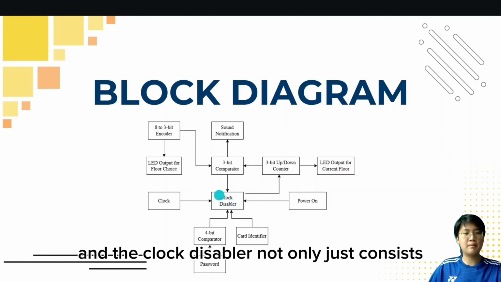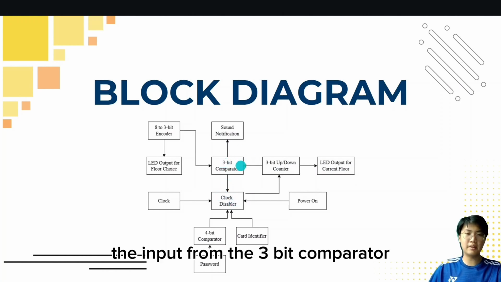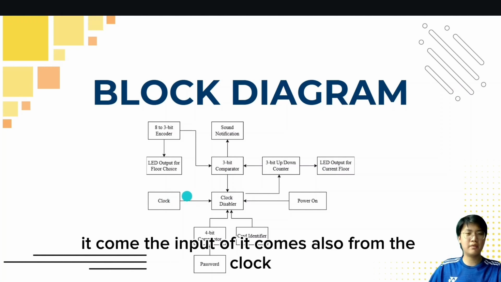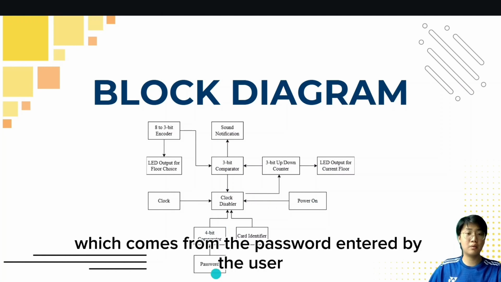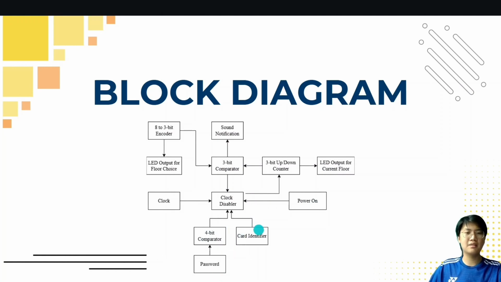The clock disabler not only takes input from the 3-bit comparator; its inputs also come from the clock, the power on button, the 4-bit comparator, which comes from the password entered by the user, and the card identifier.